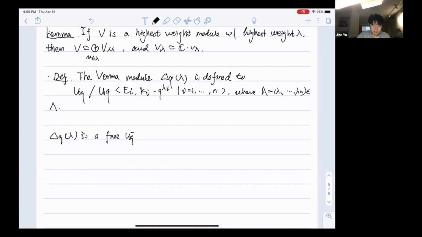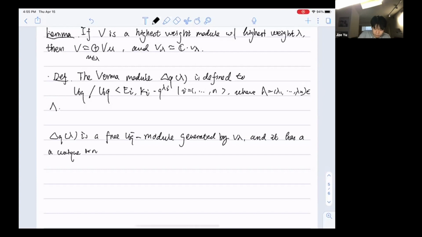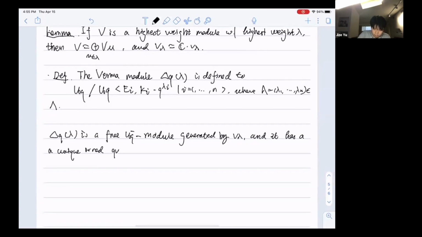Sorry. Then we know this Verma module is really a free U_q minus module, which is generated by this vector v_λ, essentially the image of one, and it has a unique irreducible quotient, which I write as L_q(λ).